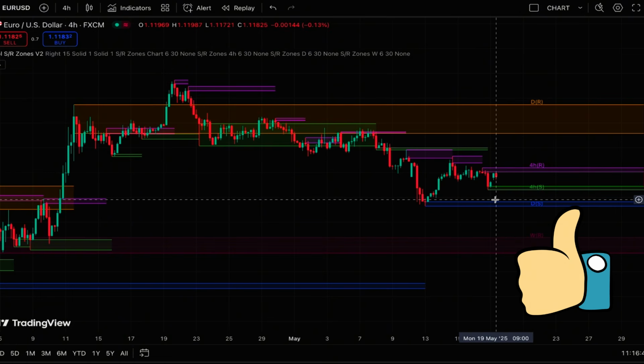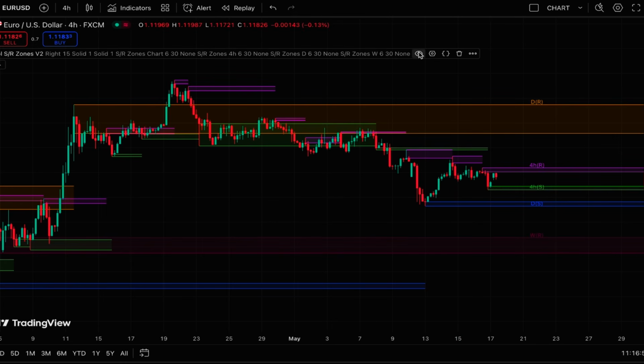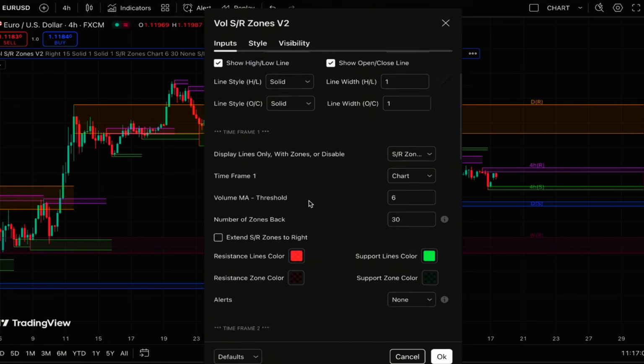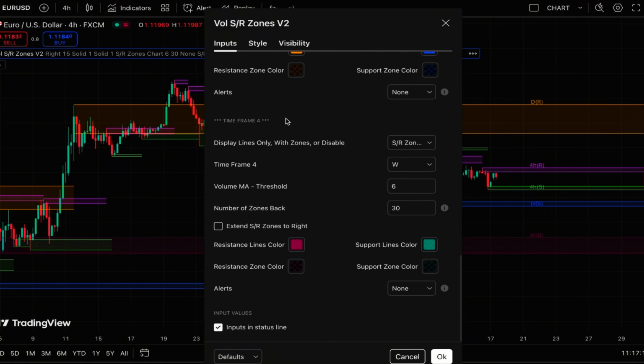And another excellent feature of this indicator is that these potential support and resistance levels that you see on the chart are not only for the current time frame, but also for another 3 higher time frames. If we go to the settings of the indicator, here you can see that we have settings for time frame 1, here for time frame 2, then here we have time frame 3, and here time frame 4.